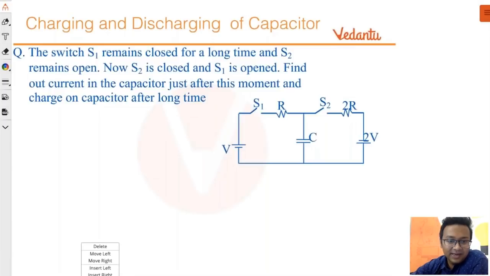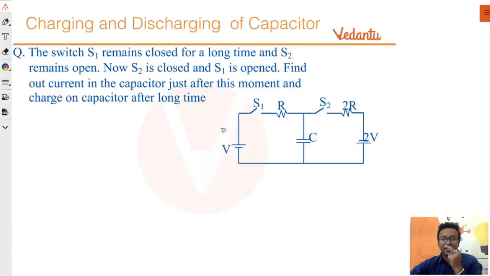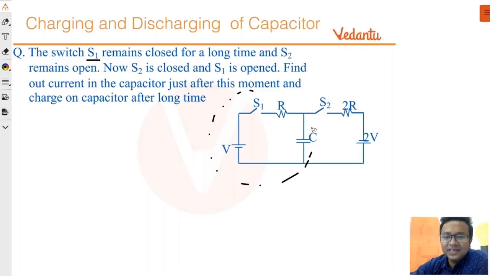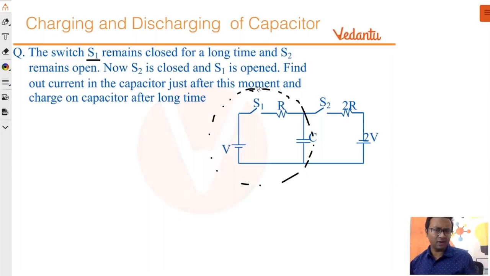Okay. So we'll take up this question right now. Now let us understand what is the premise of this particular question that we have out here. Okay, students. Now here what they are saying is that my switch 1 remains closed for a long time. So initially I have this part of the circuit which is kind of active. All right. So it's on for a very long time.